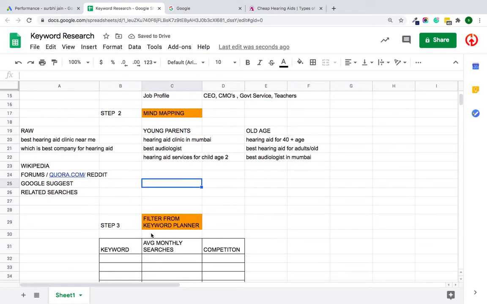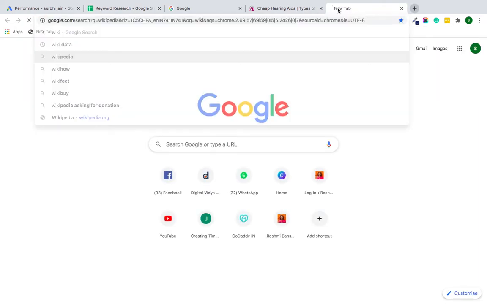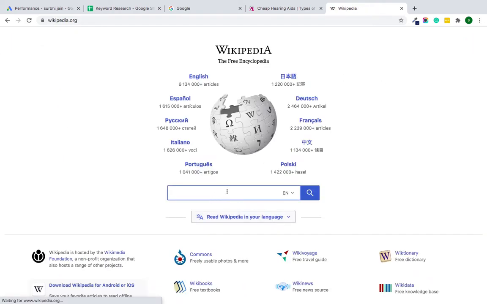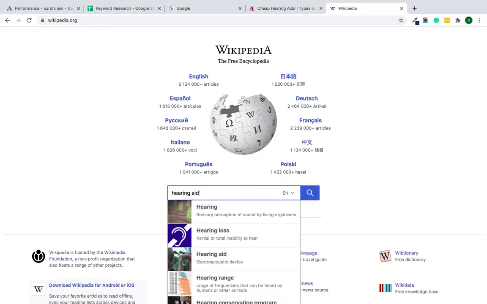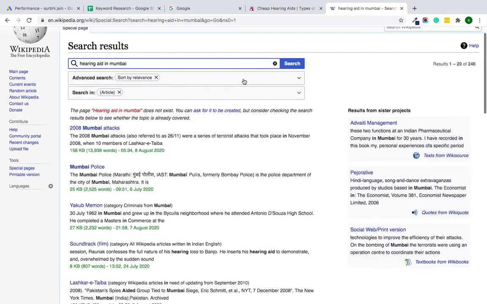Another method of finding more keywords: these are our seed keywords, whatever came to our mind we have written out here. When you start writing, maybe you come up with 100 more keywords. We have just written 3 out here, there could be a lot more. Next, we can also search on Wikipedia. On Wikipedia, I am going and writing about hearing aid in Mumbai. Let's see what results we are getting. Or maybe I can also just write about hearing aid.